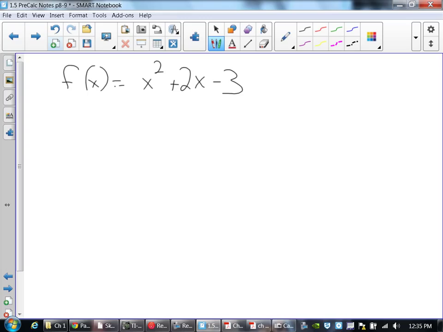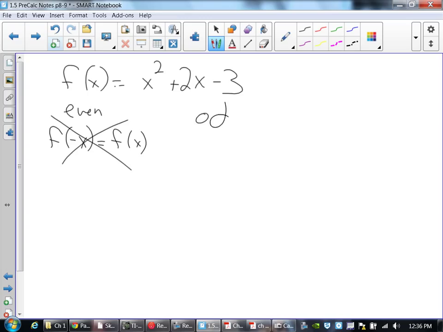So if I'm checking to see if this is even or odd, I'm checking, well, even: is f of negative x equal to f of x? You could probably look at that right away and say, no. Because if I substituted a negative value into this term here, it's going to automatically make it negative, which means it's not going to be the same. Okay? So I know it's not going to work.